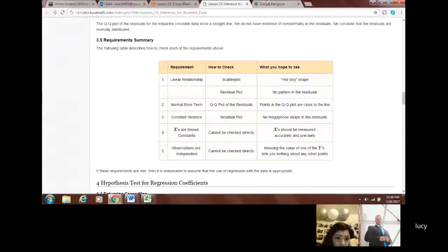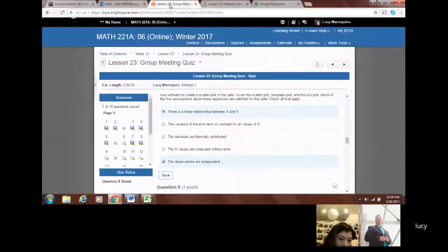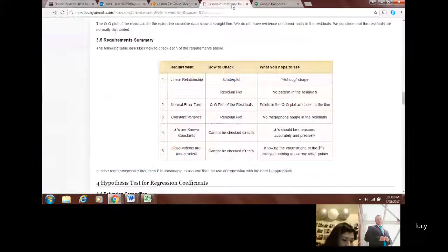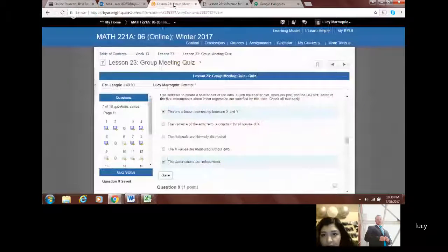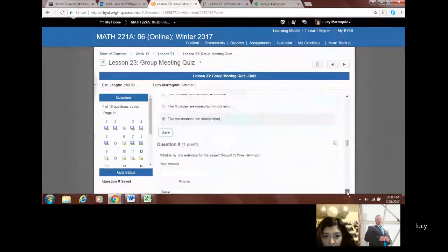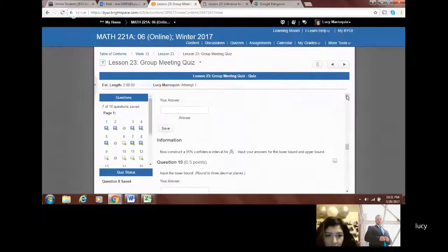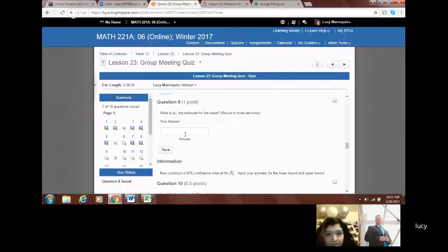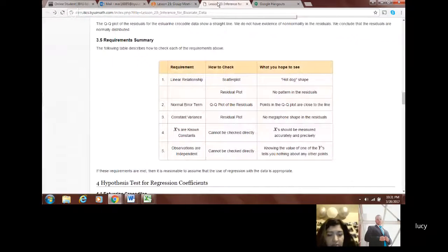X's are known constants. You can't directly check that. It just says X is accurate and precise. And then observations are independent. Knowing Y tells you nothing about the others. So, yeah, that chart that Lucy has up. But I think it's just those two. Awesome. Yeah, that'd be my best guess.